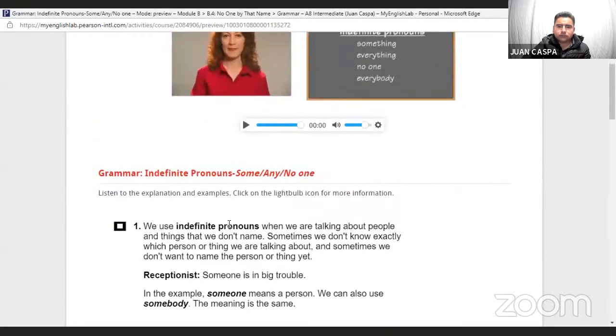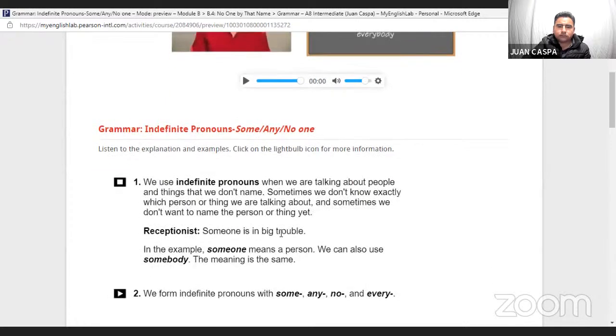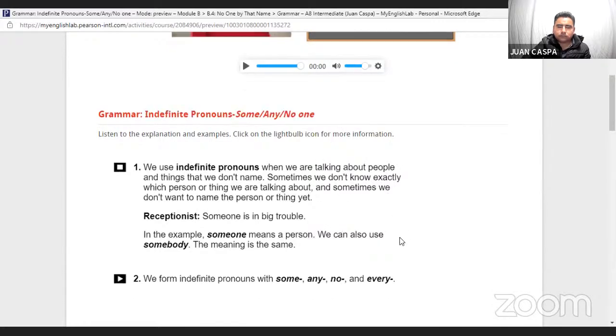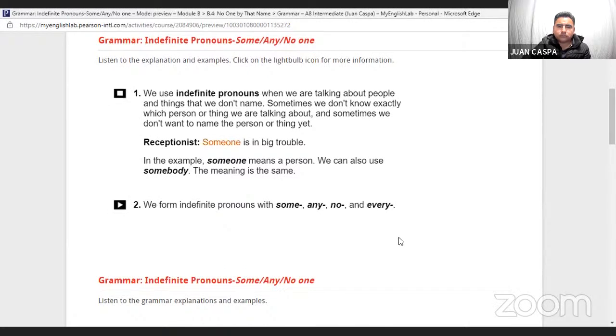We use indefinite pronouns when we are talking about people and things that we don't name. Sometimes we don't know exactly which person or thing we are talking about, and sometimes we don't want to name the person or thing yet. Someone's in big trouble. In the example, someone means a person. We can also use somebody. The meaning is the same. We form indefinite pronouns with some, any, no, and every.